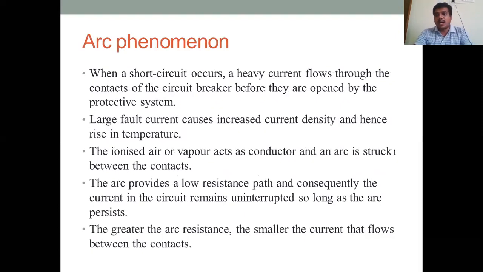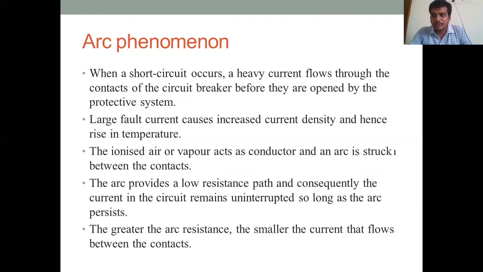Now, how is an arc produced? Let us take when a short circuit occurs. You know what happens at a short circuit. When a short circuit occurs, a heavy current will be flowing, a high amount of current. So at this condition, what happens in the system?